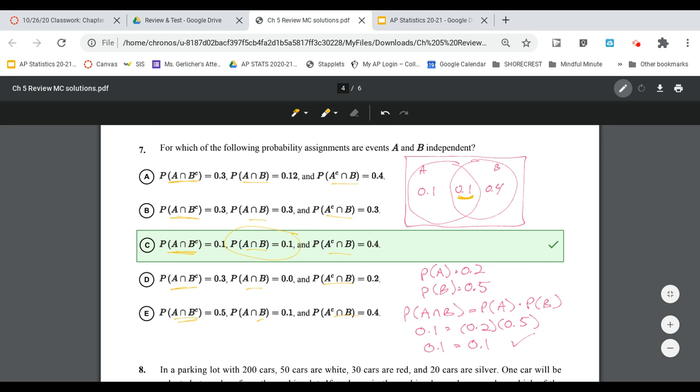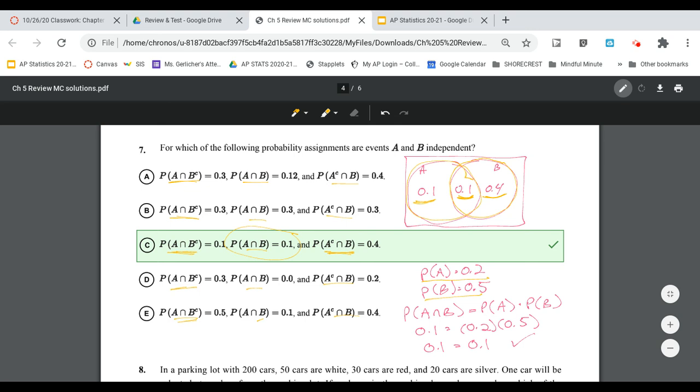Now, A and not B is right here, also 0.1, and not A and B is right here. So they gave me my 3 parts of the Venn diagram. And then I tested out my independence rule. Probability of A is 0.2. I knew that because I added everything inside the A bubble. Probability of B is 0.5. I added everything inside the B bubble. And then I tested out my independence rule, found out that it worked. So yes, they are independent for C.